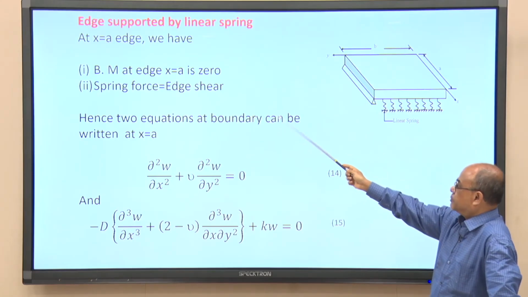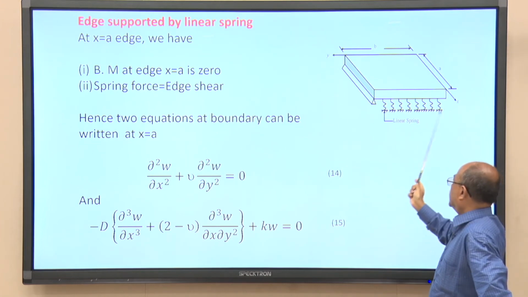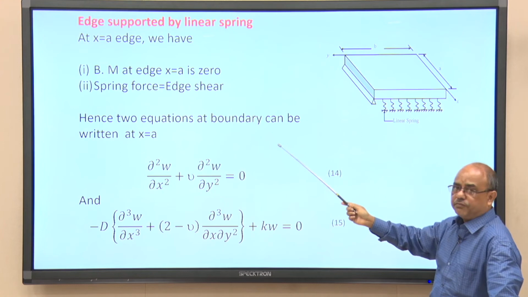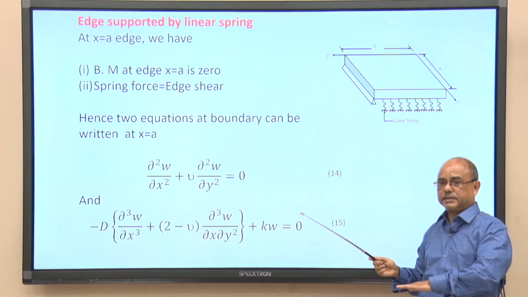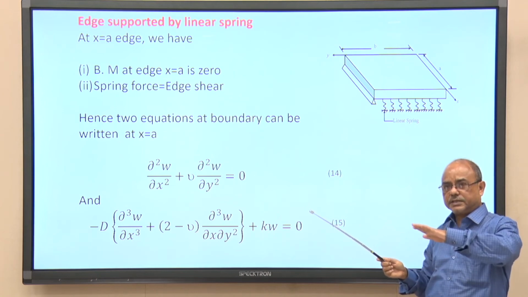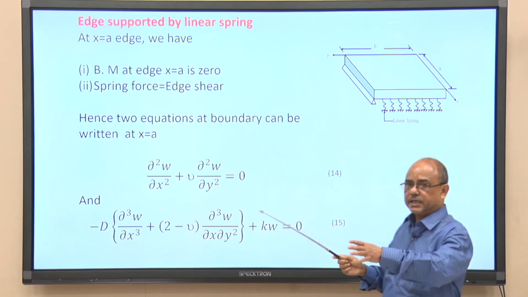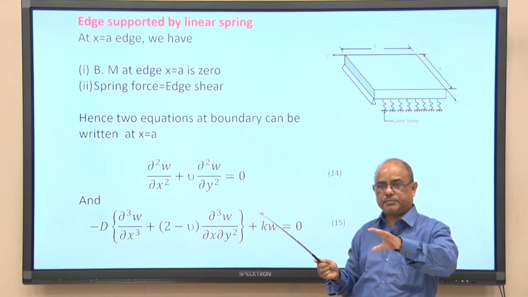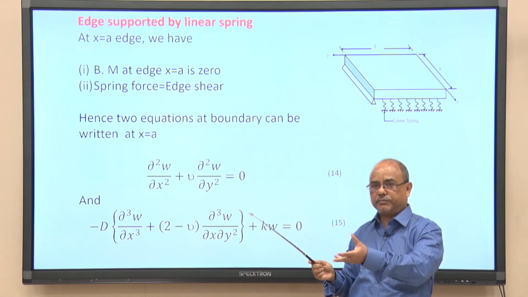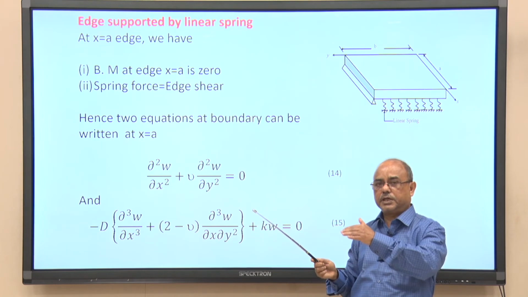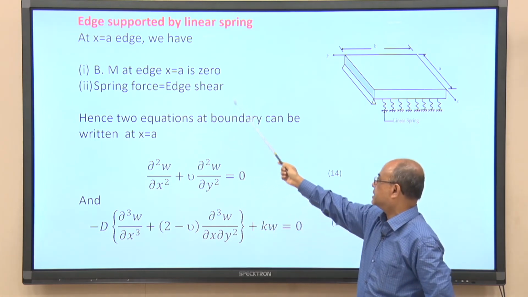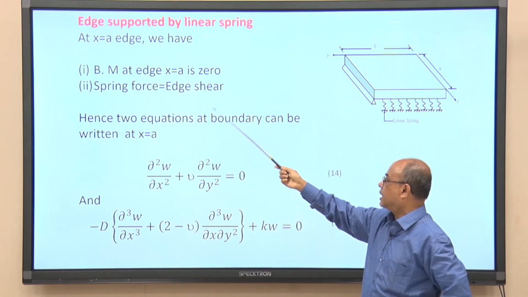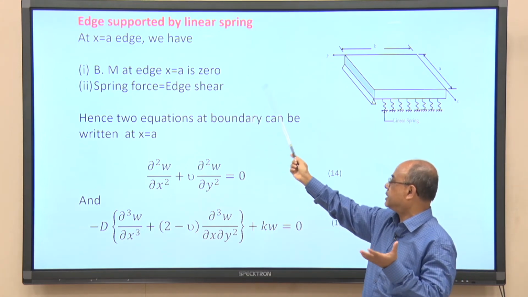So, two conditions we have to impose. The bending moment at edge x is equal to a is 0. And the spring force: due to deflection at the edge, the spring will offer resistance. So, the spring resistance at this edge is k, the stiffness of the spring, multiplied by the deflection, and this should be equal to the S shear. So, the spring force should be equal to the S shear. That is one condition, but the first condition is bending moment equal to 0.